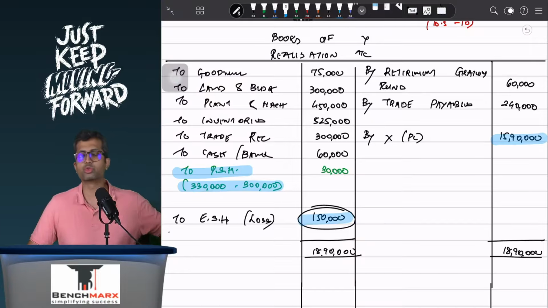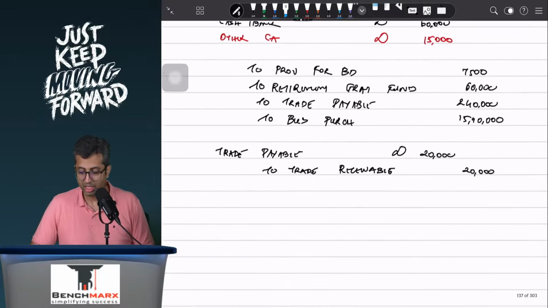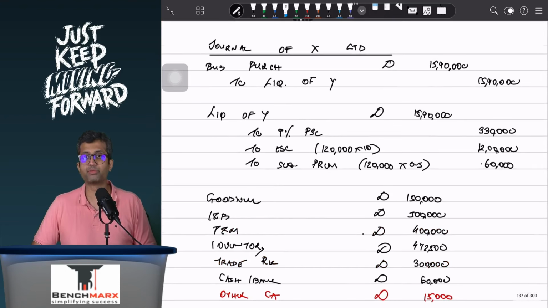If you are asked to prepare ledgers in the books of the selling company, then you could have prepared the other ledgers. Here you are only asked realization. Then in the books of the purchasing company, business purchase account debit to liquidator 1590, liquidator account debit to equity share capital 12 lakhs, to preference share capital 3 lakh 30, to securities premium 60,000. This is the 60,000 premium on the 12 lakhs.